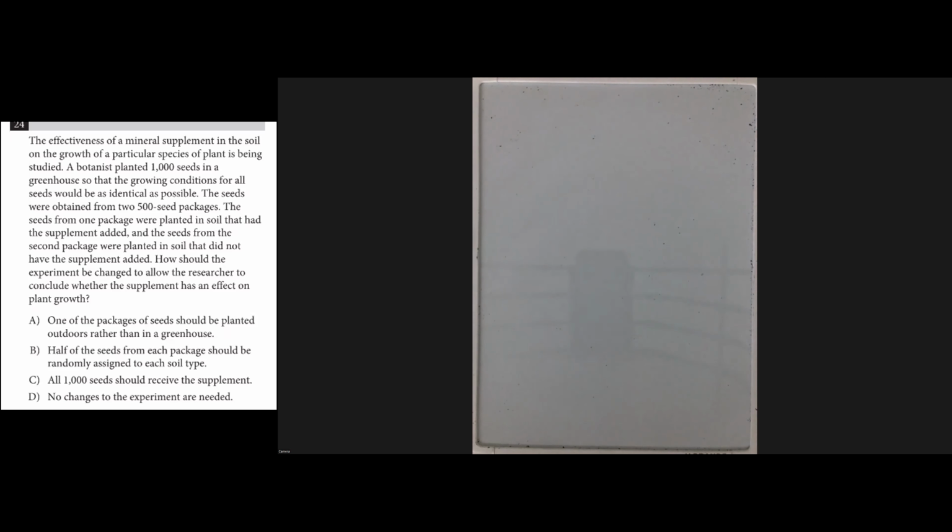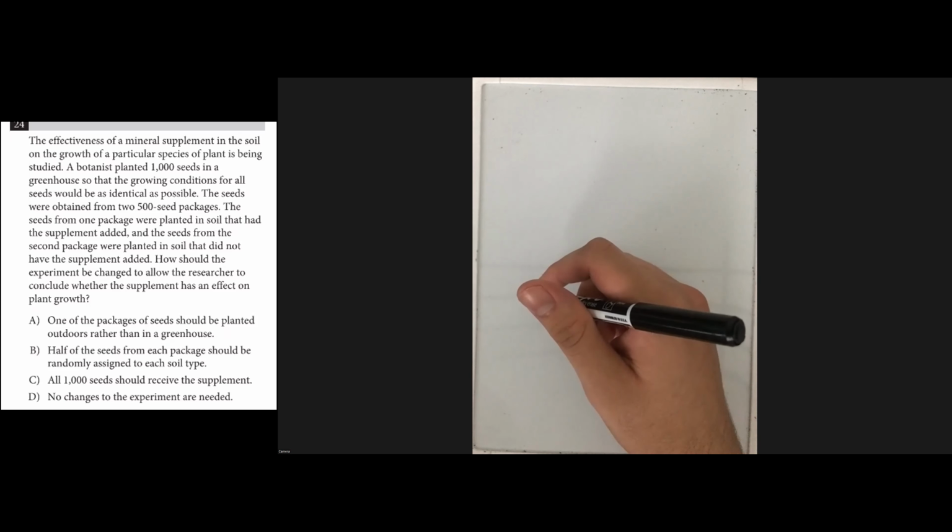Okay, so for this one, there's not really much math to do. It's more of a statistics question. And so for this, we're given that they planted 1,000 seeds and they obtained them from 2 different packages. And the growing conditions were as identical as possible. And one of the soils had supplement added, and the second package of seeds did not. How should the experiment be changed to allow the researcher to conclude whether the supplement had an effect on plant growth? And so for this one, the answer choice would be B.